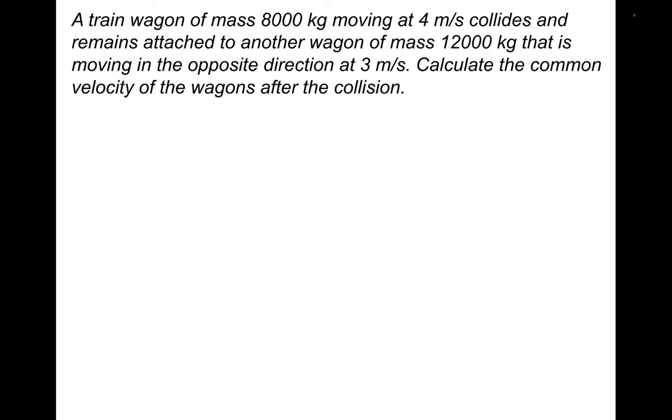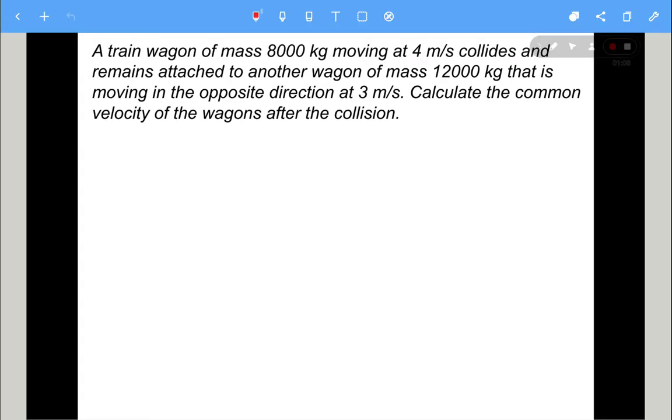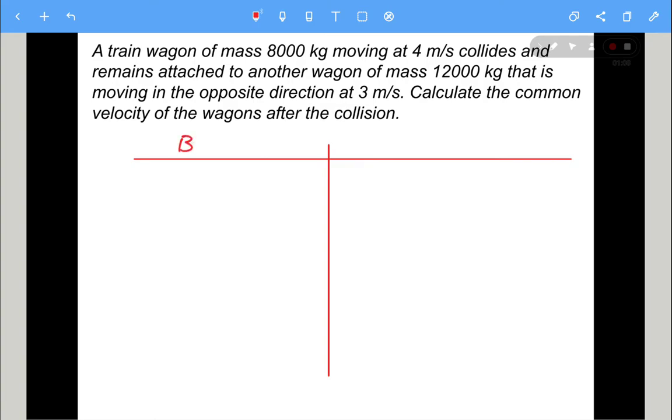I will do that now. So what we need to do is make our table. And remember, it's the momentum before. The momentum before the collision is equal to the momentum after the collision, which is the basis for the conservation of linear momentum. So first of all, we've got a train wagon of mass 8,000 kilograms moving at 4 meters per second. So we need to do that momentum: 8,000 times 4.